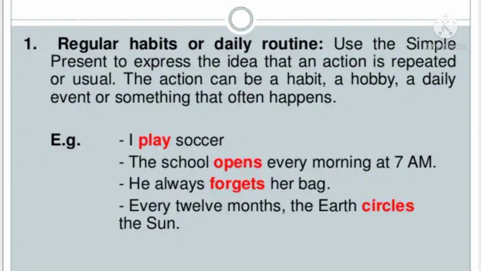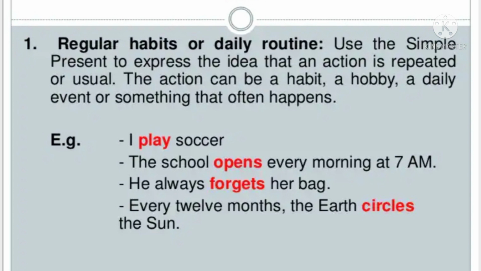here there are some examples of a habit, a hobby, a daily event, or something that often happens. For example, I play soccer. Soccer, that is football. It means often I do it. Not only today, this is my hobby. The school opens every morning at 7 a.m. Even if it is not used every morning, the school opens at 7 a.m. means every day it opens.